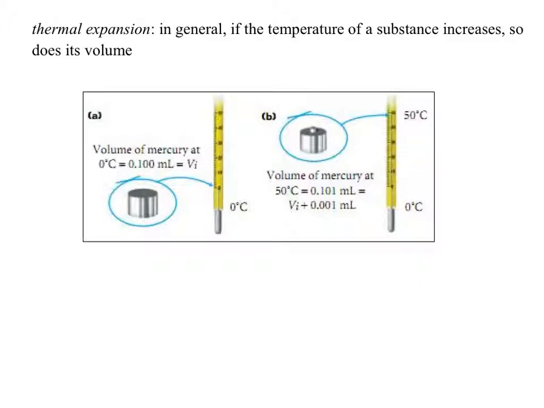It looks like there's more mercury. It's not. It's just the volume is getting larger and larger, so it starts to fill up the thermometer. As the temperature gets higher, you see the level of mercury go up, and as a result, you measure the actual temperature. So this is an example of thermal equilibrium.